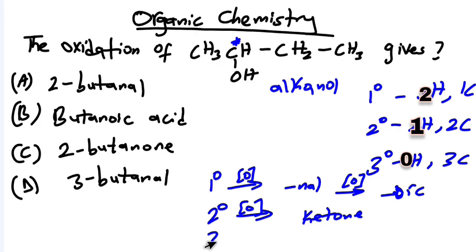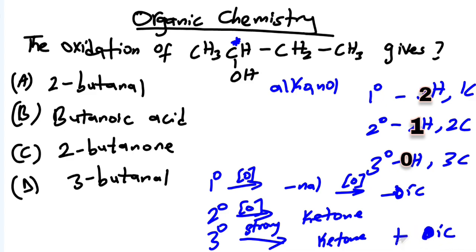Now let's say for the tertiary alcohol. You cannot actually oxidize a tertiary alcohol. For you to be able to oxidize a secondary alcohol, you will use a very strong oxidizing agent. If you use a strong oxidizing agent, you'll be able to get a mixture of ketone and carboxylic acid, which I write as oic.